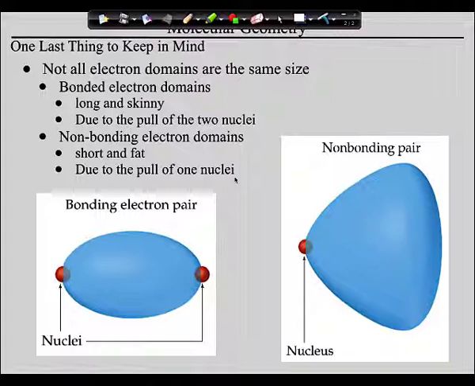So here's what we got. Domains are the places where we find electrons. These things can be lone pair, single bonds, double bonds, triple bonds. And then, guys, we found out through VSEPR that these domains push on each other. They get as far away as they can. And when they do, that gives them their three-dimensional structures. And now we know that bonding domains are long and skinny, and non-bonding domains are short and fat.